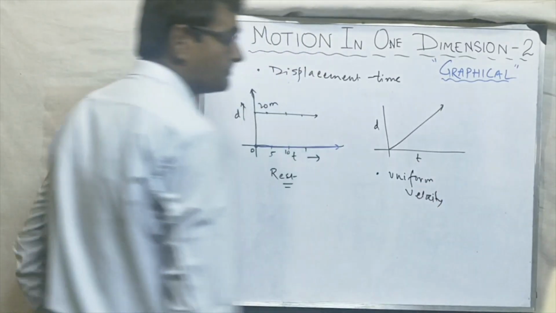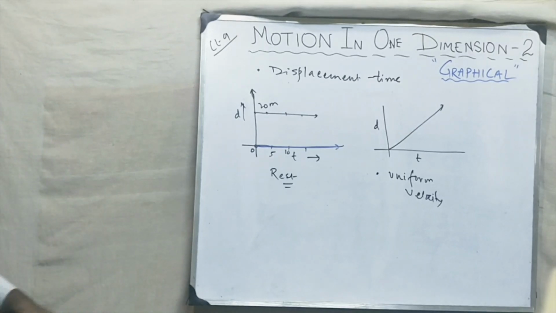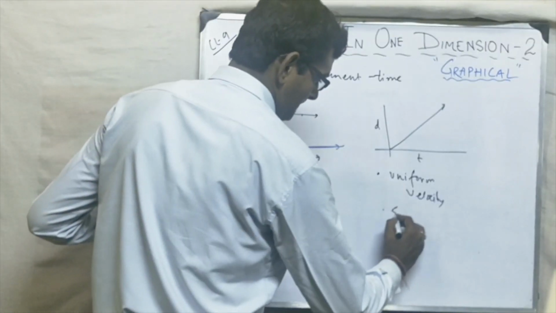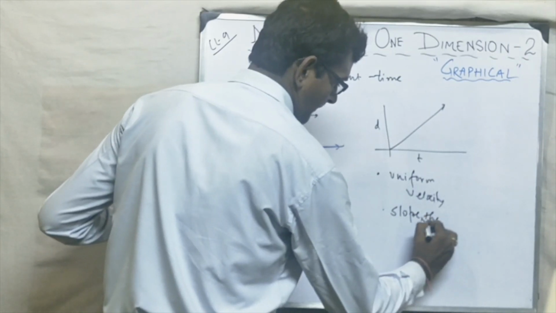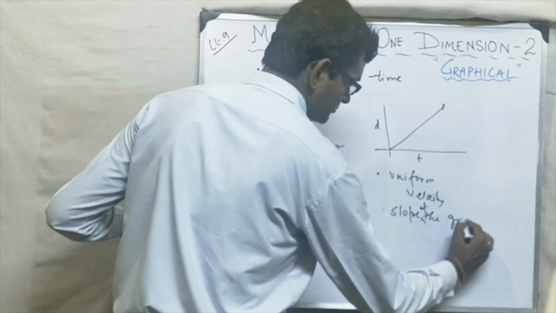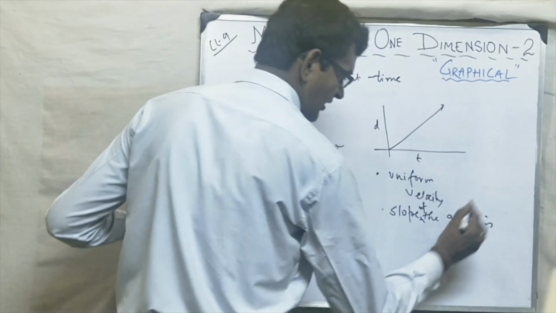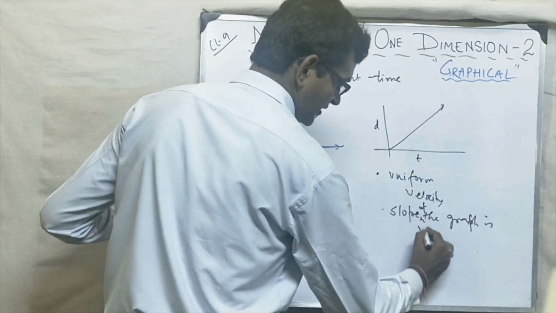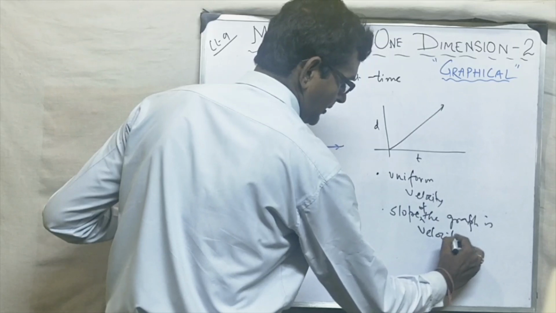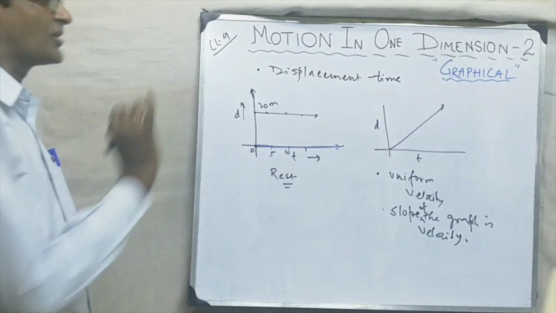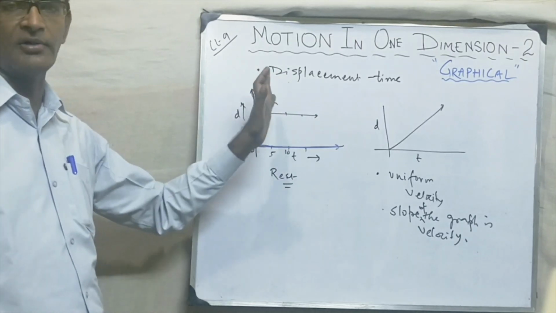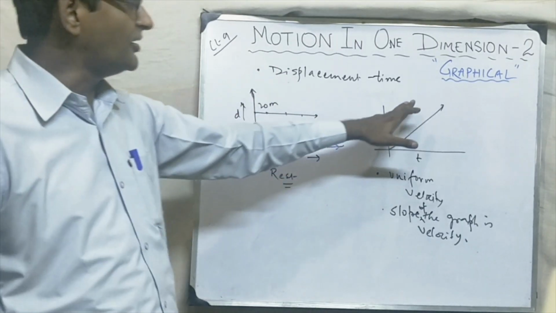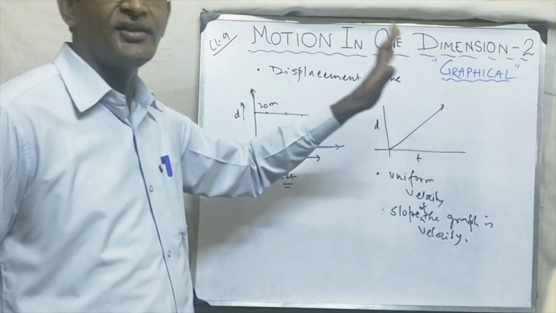Okay, uniform velocity. And one thing, please note it down: slope of the graph is velocity. Now how can we find velocity? From this graph, this means the body is at rest. Nothing, no need to calculate anything. The body is at rest. But here the body is in motion.